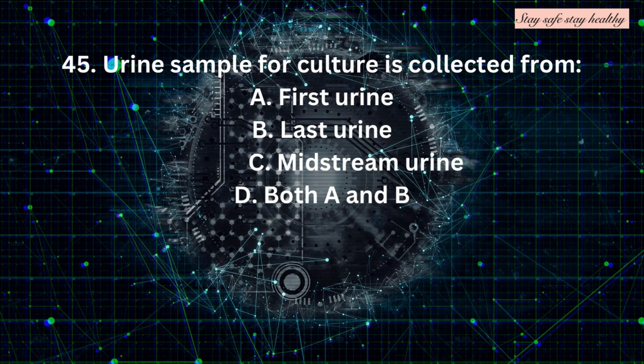Urine sample for culture is collected from A. First urine, B. Last urine, C. Midstream urine, D. Both A and B. Did you guess? Yes, it is option C. Midstream urine. A patient urinates first to clear the urethra, then collects a midstream urine sample in a clean container.